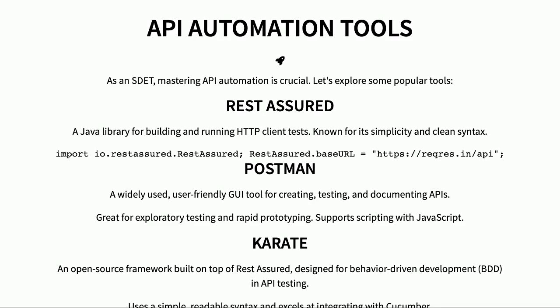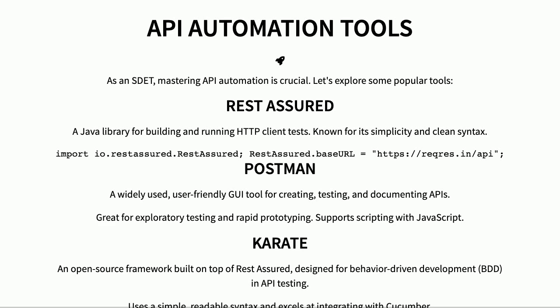Okay, let's talk about how we automate APIs as SDETs. We've got some fantastic tools to choose from. First up is Rest Assured. It's a Java library that makes building and running tests really easy. Think of it like a streamlined way to send requests and check the responses.